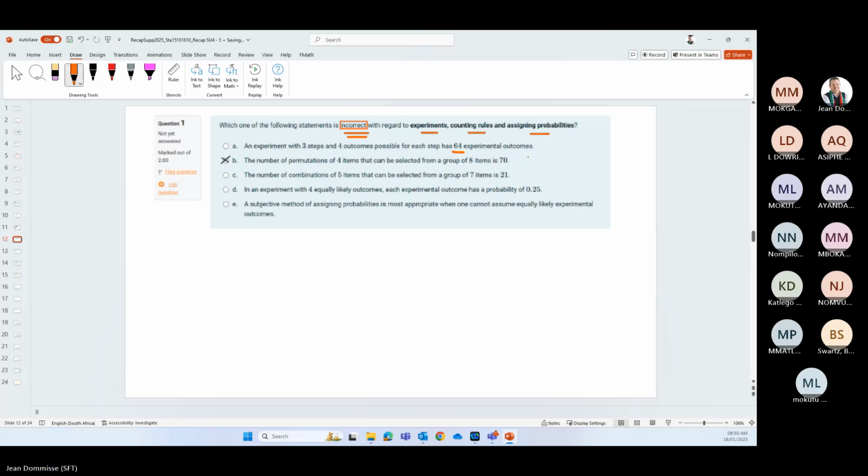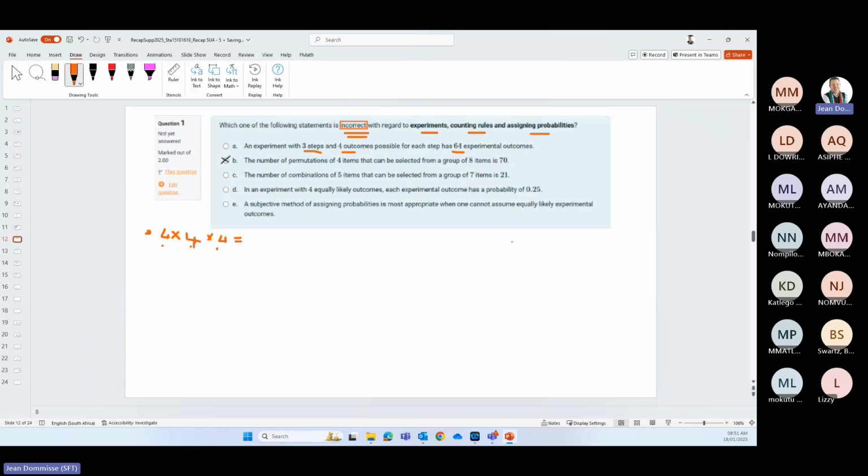This for me is again where you might need to do some calculation. They tell us there are 3 steps and 4 possible outcomes. So the first one is basically 4 times 4 times 4. There are the 4 outcomes, there are the 1, 2, 3 steps, and that will give you what you need.